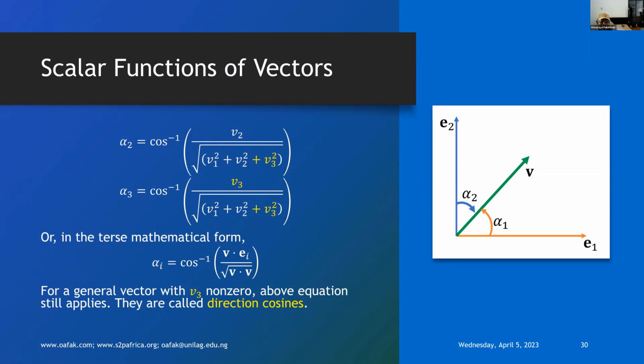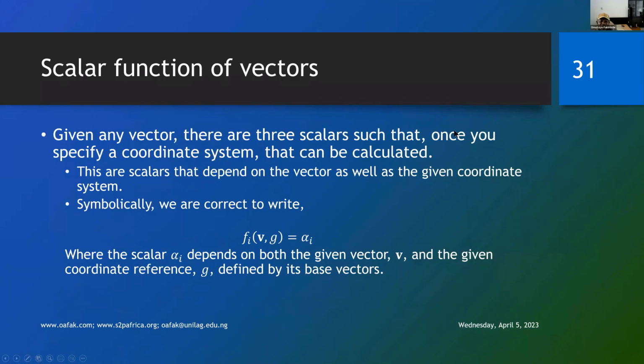So piece of cake. Given any vector, there are 3 scalars that can be calculated once you specify a coordinate system. These are scalars that depend on the vector as well as the given coordinate system. Symbolically, we can say that the function depends on the vector v and the coordinate system. Let us use G to symbolically represent the coordinate system. So each function is dependent on v and G, and we call it alpha i, the direction cosine, where the scalar alpha i depends on both the given vector and the given coordinate reference.